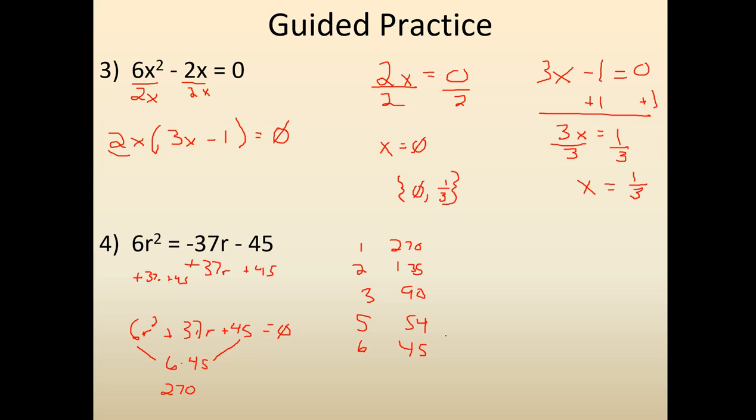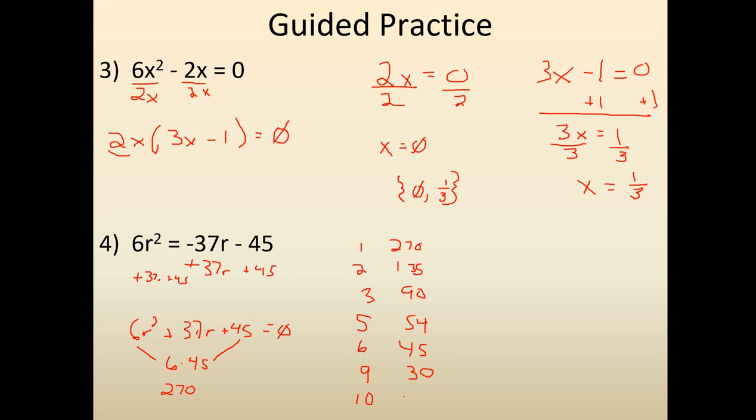Let's try 7. 7's not a factor. 8's not a factor. 9 is. So 9 and 30. That's 39. So 270 divided by 10.